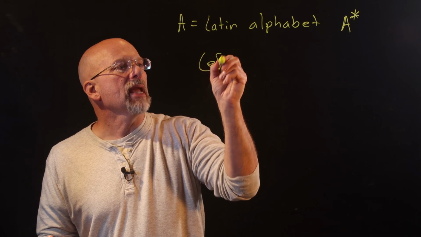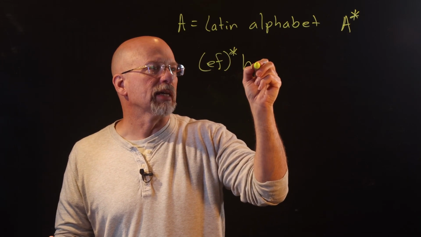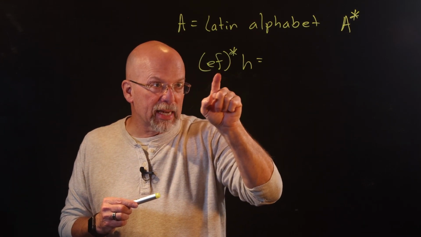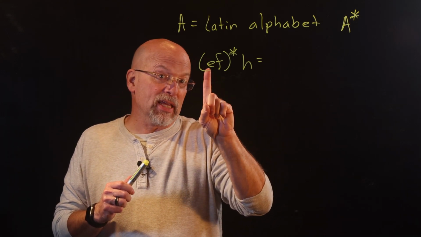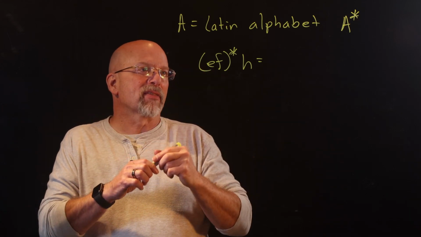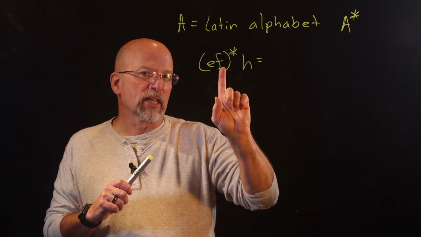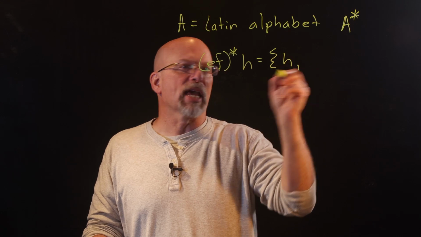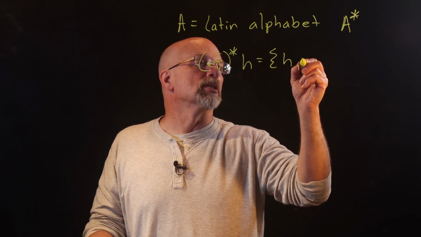What about EF star? E and F are in parentheses, star H. Well, in this case, what the star is being applied to is the concatenated string EF, which means that I could have no EFs, I could have one EF, two EFs, three EFs, and it would be repeated. They'd have to stay in that order. Regardless of how many EFs we include, there has to be a single H terminating the string. So this would be just H, where EF star is the empty string.